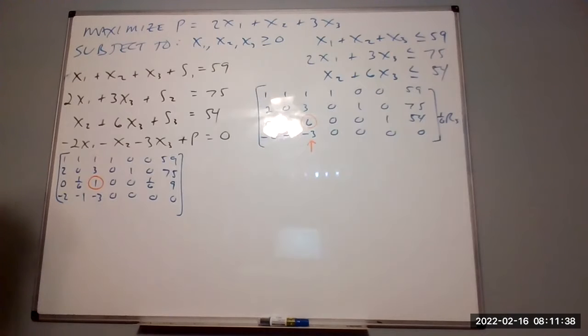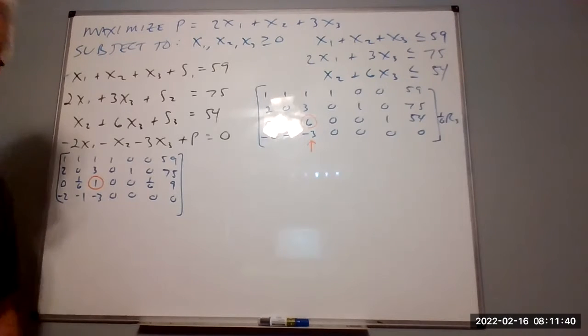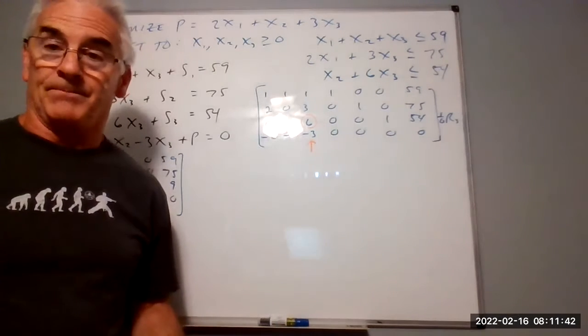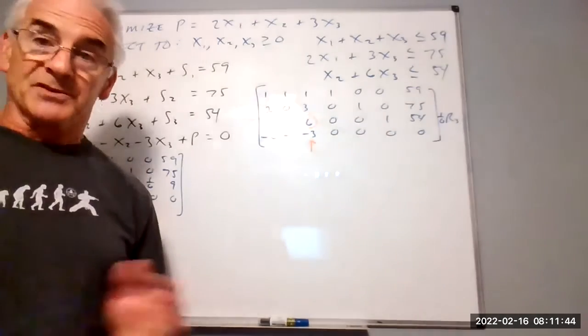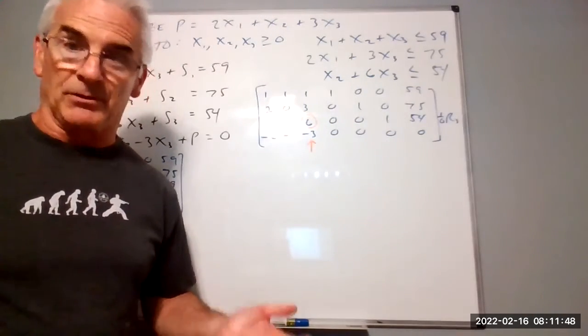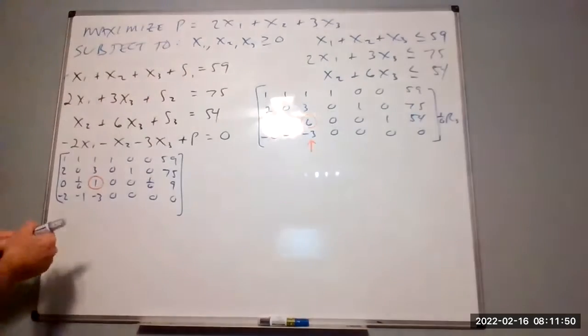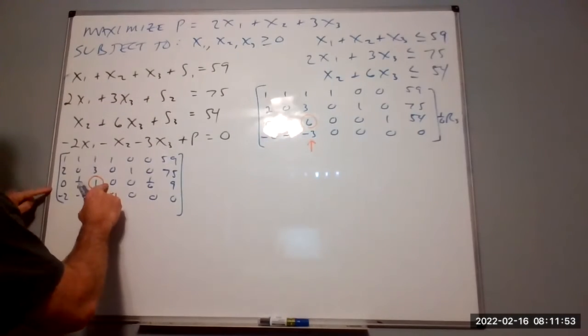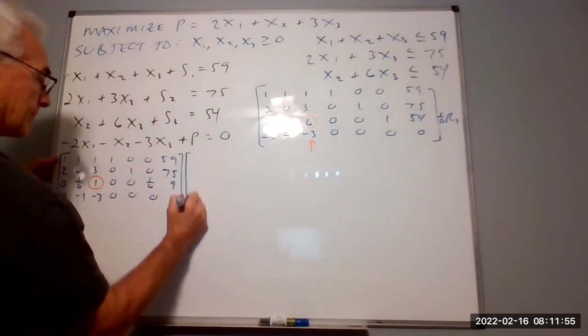So we are going to create a unit column. A unit column, think of it like a unit vector. A unit vector is a vector of length 1, but a unit vector that has a 1 and all the rest zeros is often a preferable form. So I'm going to take negative row 3 and add it to row 1.